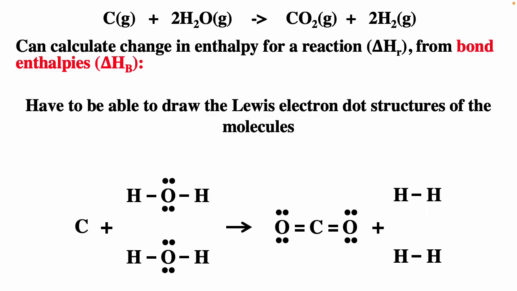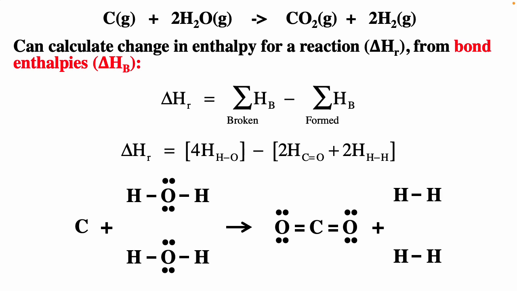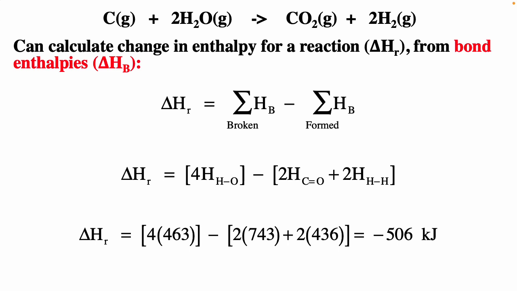Now, if we want to do bond enthalpies, again, we draw Lewis diagrams to see which bonds are broken and which ones are formed. We're breaking 1, 2, 3, 4 oxygen-hydrogen bonds. And we're forming 2 carbon-oxygen double bonds, and we're forming 2 hydrogen-hydrogen single bonds. So broken minus formed, and we get minus 506. And so we've calculated the change in enthalpy for the reaction using enthalpies of formation and bond enthalpies.